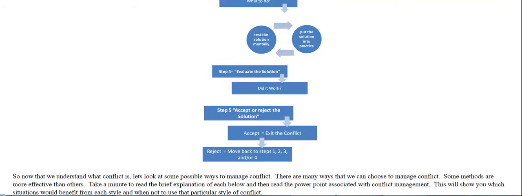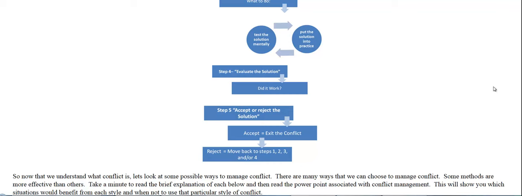Now, once you have tested that solution, you can go to step 4, which is to evaluate the solution. So, did it work? Did that solution fit the way you expected it to in the testing the solution step? Step 5 would be your final process. It's the final move. Are you going to accept or are you going to reject that solution? Did the solution work or did it not, basically? If you accept the solution, okay, I tried this, we decided on this solution and it worked, great. Exit, the conflict is complete. If you reject it, then you have to move back a couple steps.